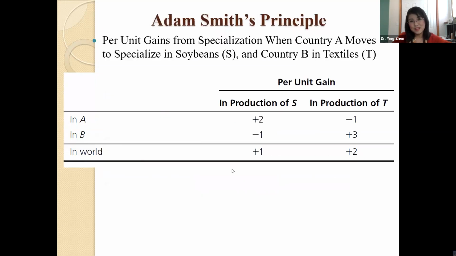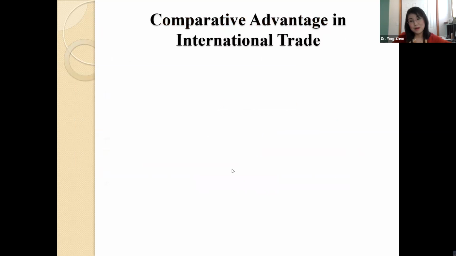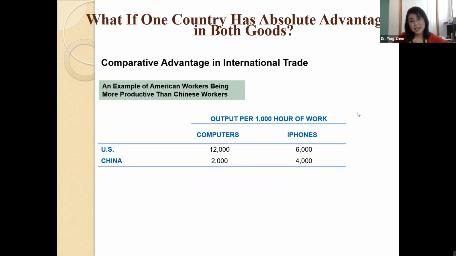So even though, like this example, US is more productive than China in producing both, in terms of sacrifice, we will let both countries produce one computer and then see how many iPhones each country has to give up. And at the same time, we will compare their sacrifice when producing one iPhone. When both countries produce one iPhone, then how many computers each country has to give up.